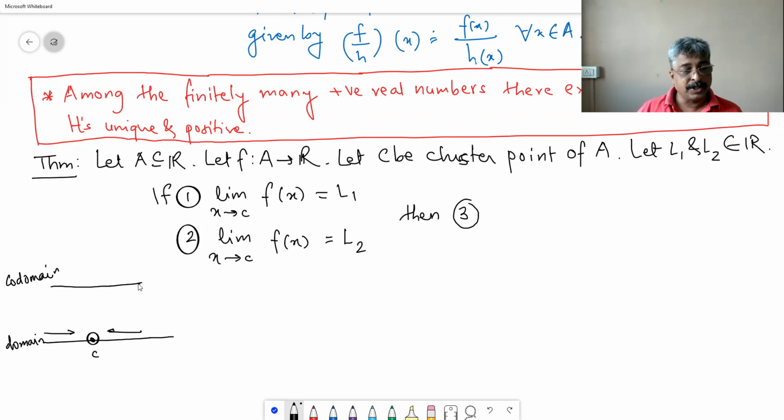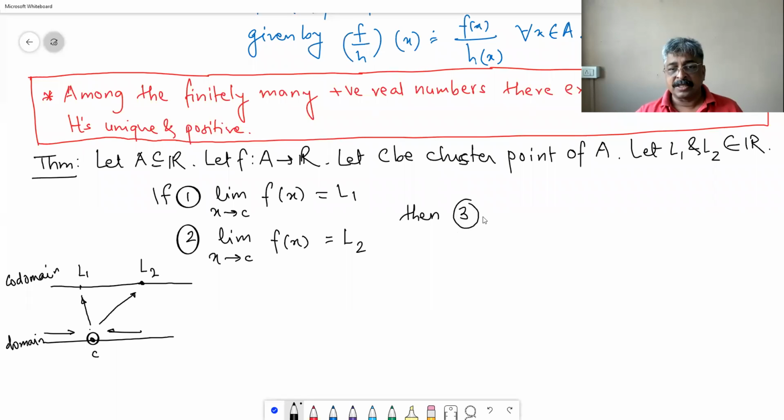So what happens with the codomain? Suppose the limit of f(x) as x tends to c is L1. Images under f near c will go to images near L1. That is what the first statement says. And the second statement says the limit is L2 also. So that is the picture.